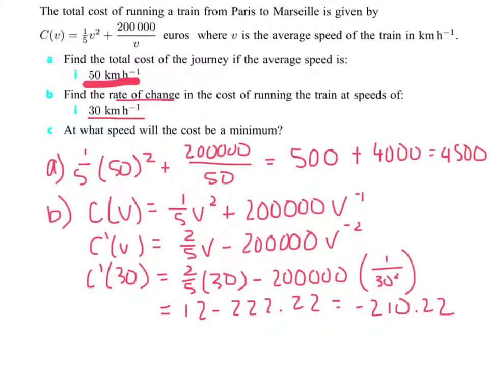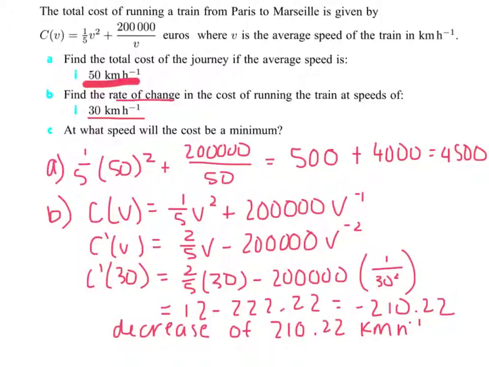-210.22. And basically what this is saying is that the rate of change is a decrease at a rate of 210.22 kilometers per hour.